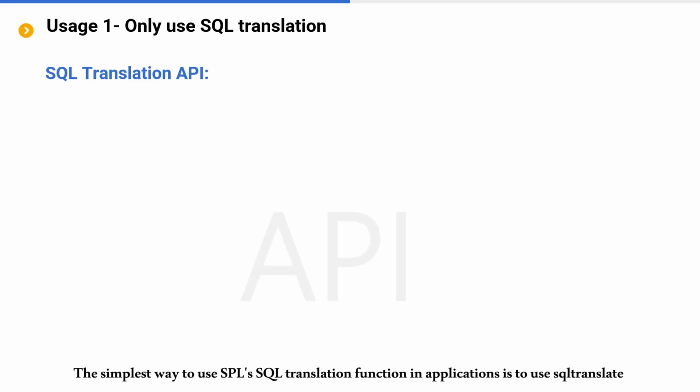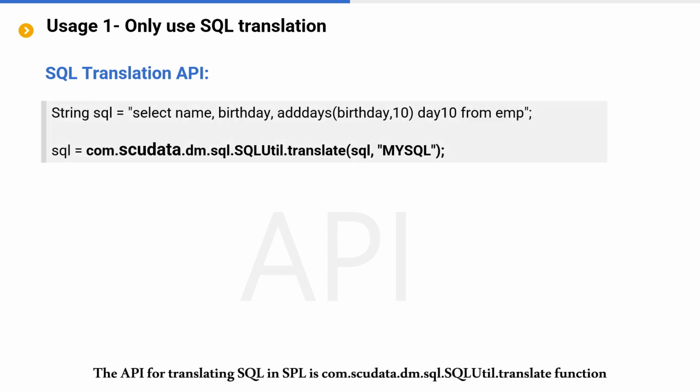The simplest way to use SPL SQL translation function in applications is to use SQL translate to translate SQL into the syntax of the target database and execute it. The API for translating SQL in SPL is the com.skudata.dm.sql.sqlutil.translate function, and it can be used directly to translate SQL statements.